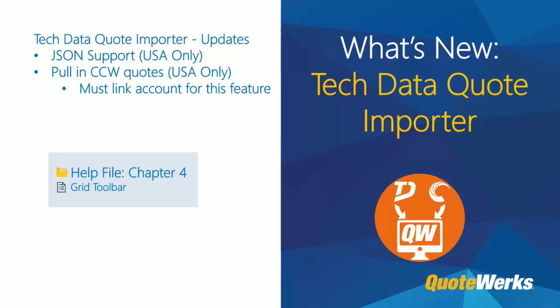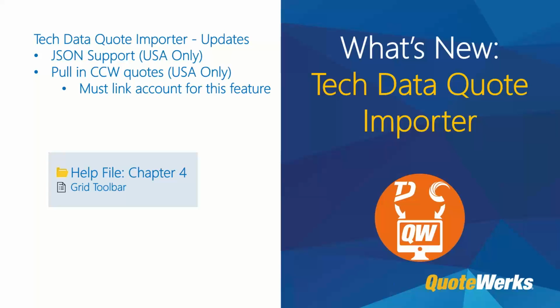In this case, Tech Data, we already had a quote importer. Tech Data is adding some new functionality, some new APIs, so we added support for their new functionality. They call it JSON support. Right now it's USA only. It's kind of like the beta test, so the other one's still in there. This is the one that's going to be released essentially worldwide. As of right now, we added that one, and that'll allow you to search for quotes that begin with a 1 or a 4 from Tech Data and pull those directly into QuoteWerks.